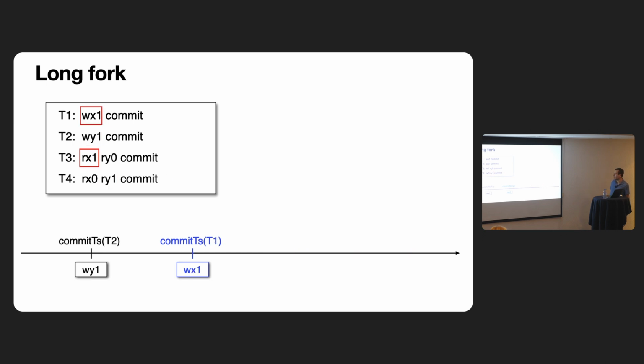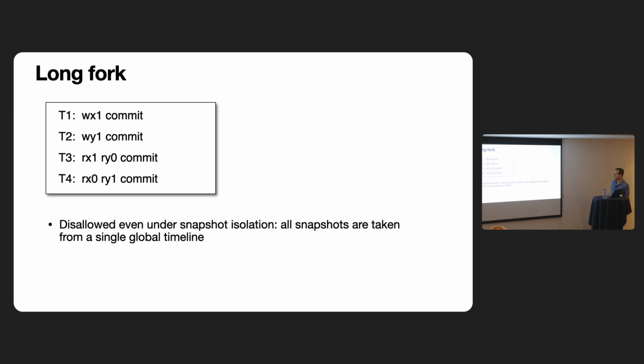And then if you take the reverse, I won't bore you with this. You get the same thing. So this is disallowed even under snapshot isolation because all snapshots are taken from a single global timeline. Actually, I've seen this example confuse developers, who think, oh no, this is allowed under snapshot isolation. Here, write conflict detection doesn't actually play a role because no two transactions write to the same object, and nevertheless, this is disallowed.